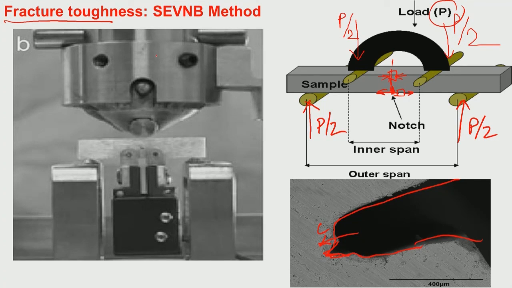SEVNB stands for single edge V-notch beam. As the name suggests, you have to introduce a V-notch in one of the edges, and that edge is to be placed on the tensile surface. Once you produce the V-notch on the tensile surface, then you have to break the sample in the flexural mode. This is a 4-point flexural mode. Instead of this, you can also keep one single roller here and apply the entire load P here. This is called 3-point loading.